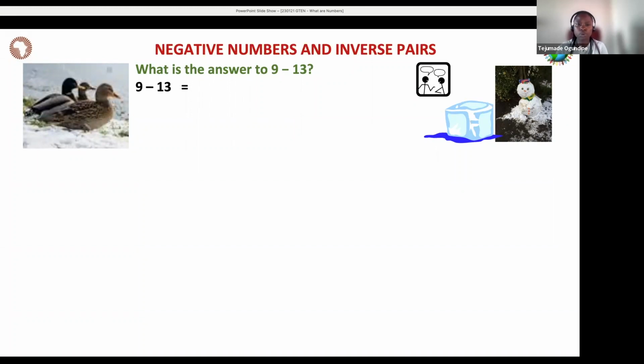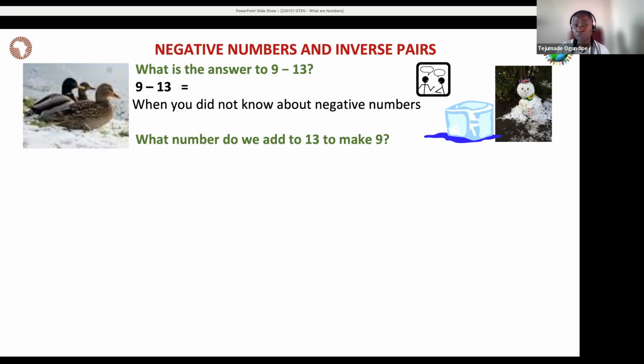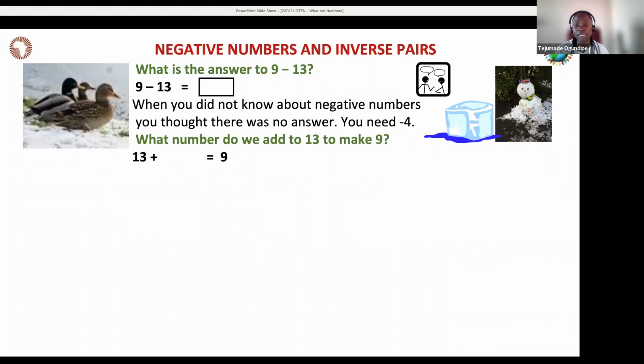So looking at this, what is the answer to 9 minus 13? Now that we've been able to meet negative numbers, what are we getting from this? When you did not know about negative numbers, you thought there was no answer. So you would think this is not possible, just like we've already mentioned, and it has been added on the chart, that this is impossible. We are not allowed to. So you need negative 4 to be able to do this.